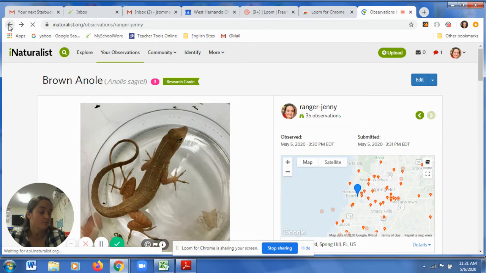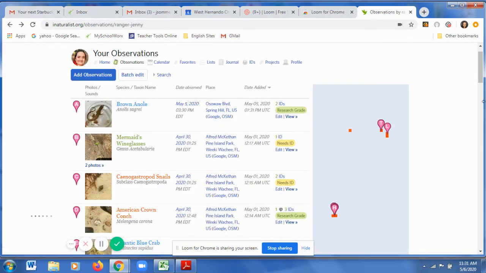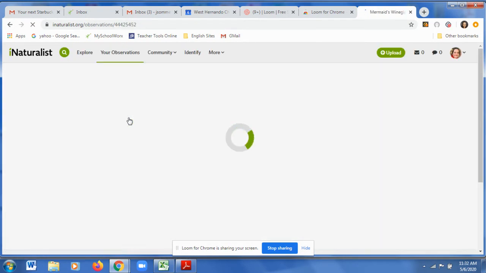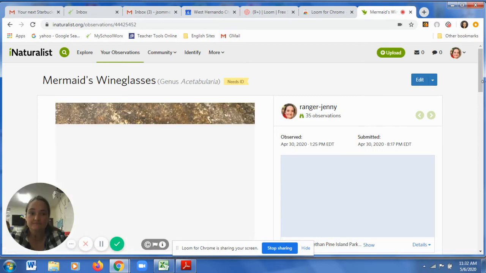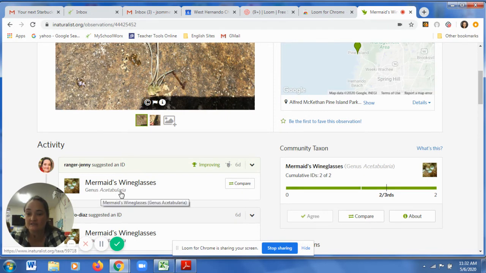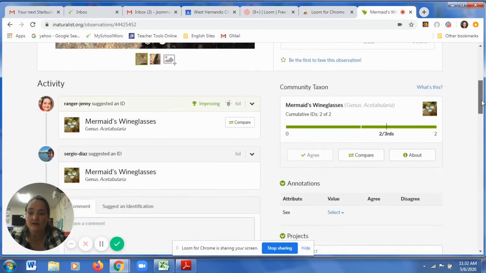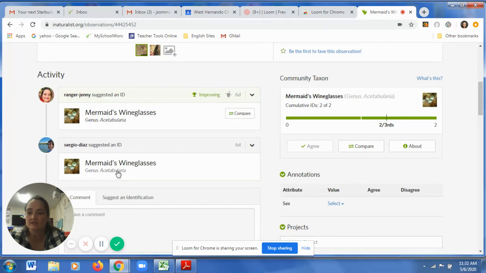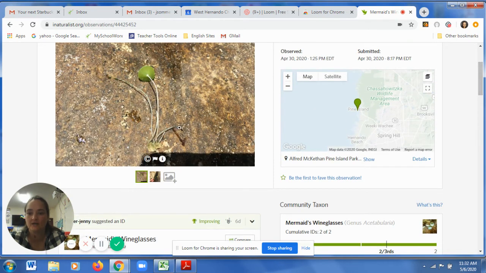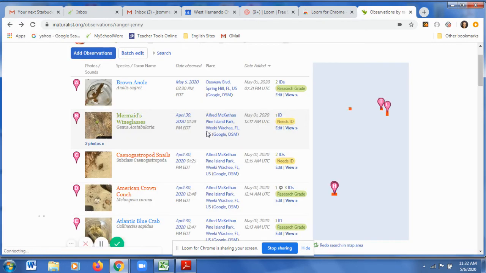Now let's go back real quick. Here at Pine Island, I found a mermaid's wine glass. I am pretty darn sure that's what it is. So I gave it an ID with the genus only, no species. Someone else says they agree with me that it is also that, but without more data, more pictures, they can't get any farther than that. But that's kind of fun. Nobody else has really done mermaid's wine glasses, so it's kind of cool when you get to find something new.